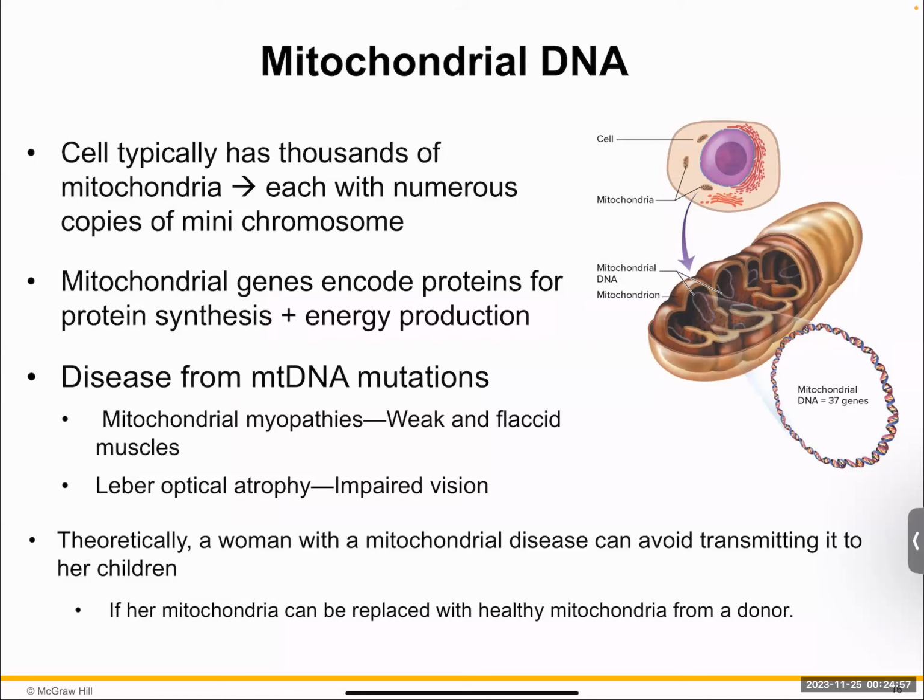Because the cells typically have thousands of mitochondria, each of them has a number of these mini chromosomes inside the mitochondria, as you can see, kind of like these little loops here. Okay? And again, this mitochondria is very important for us because it's the energy source of your cell, right? So they're the ATP producers.